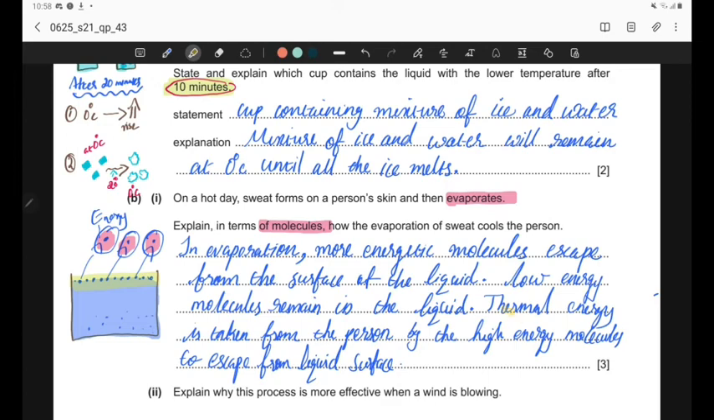So we can write down: thermal energy is taken from the person by the high energy molecules to escape from the liquid surface. Therefore the person loses some of his thermal energy so that he cools down. So the person cools down.